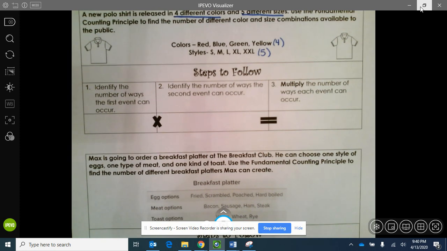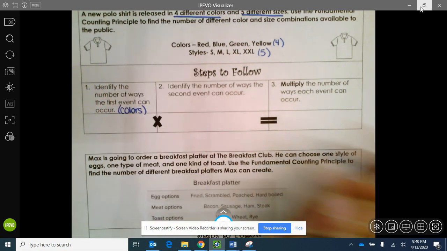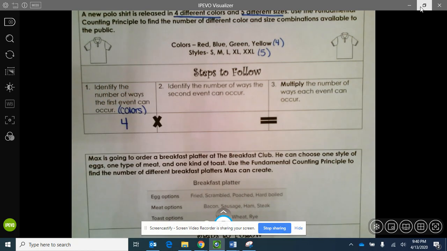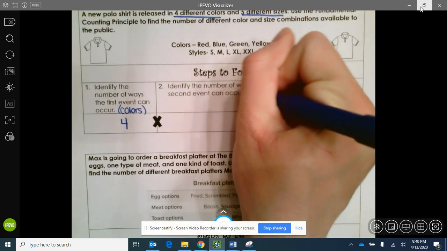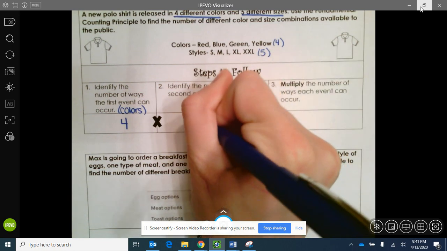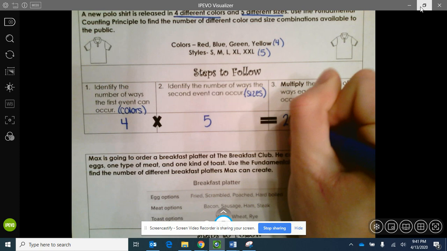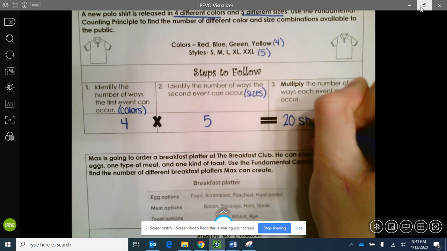Identify the number of ways the first event can occur. So that's going to be our colors. So how many color options do we have? Well, we have 4. And we're going to multiply that by the second event, which is our sizes. We have 5 sizes. So take 4 times 5, you get 20 different shirts.